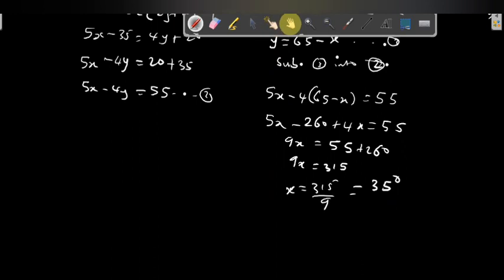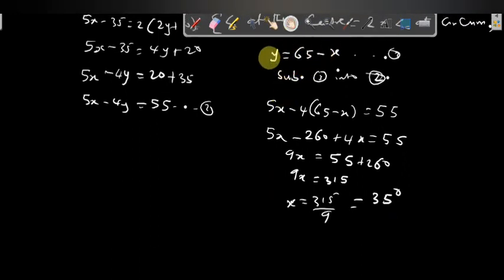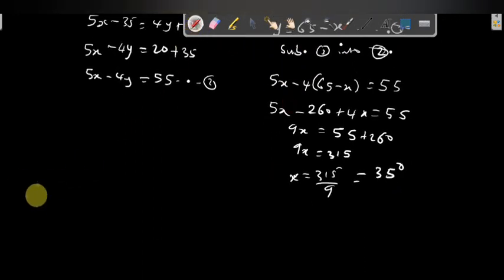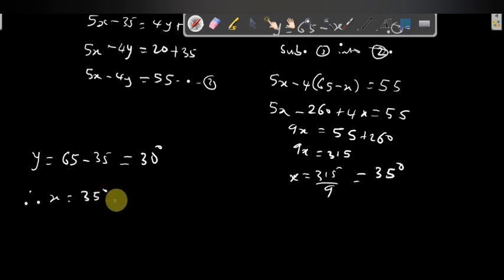So we can go back and substitute x here to get the value of y. So y will be equal to 65 minus x. That's 35 degrees. That will be equal to 30 degrees. So therefore, x is equal to 35 degrees and y is equal to 30 degrees.